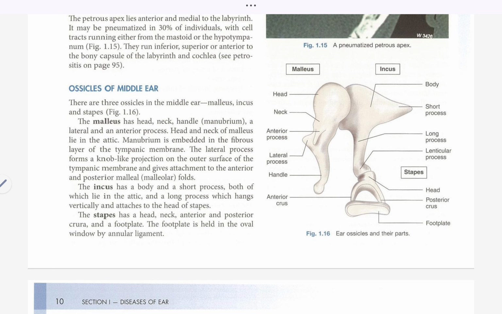malleus. That's it. Then in incus, we have a body of incus, short process of incus, long process of incus, and a lenticular process. Then under stapes we have head of stapes, posterior crus and foot plate. Anterior crus and posterior crus, head of stapes and foot plate of stapes.